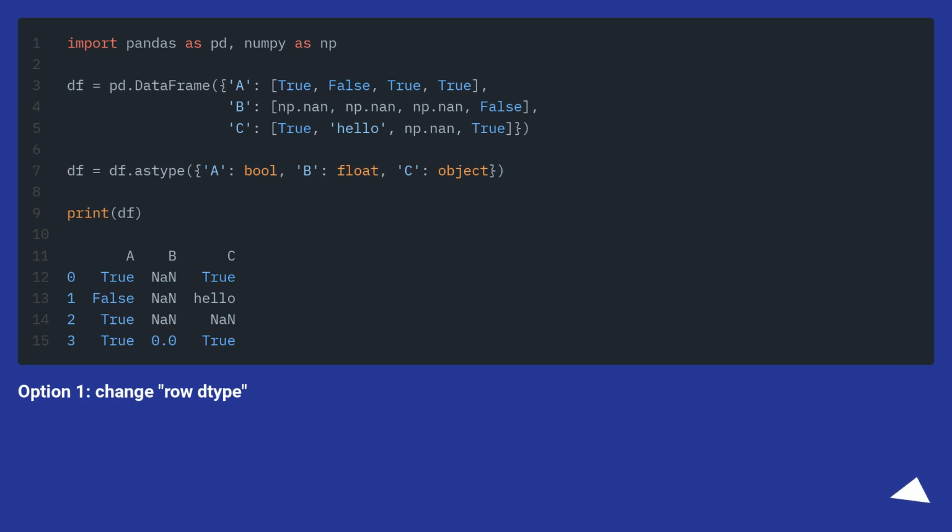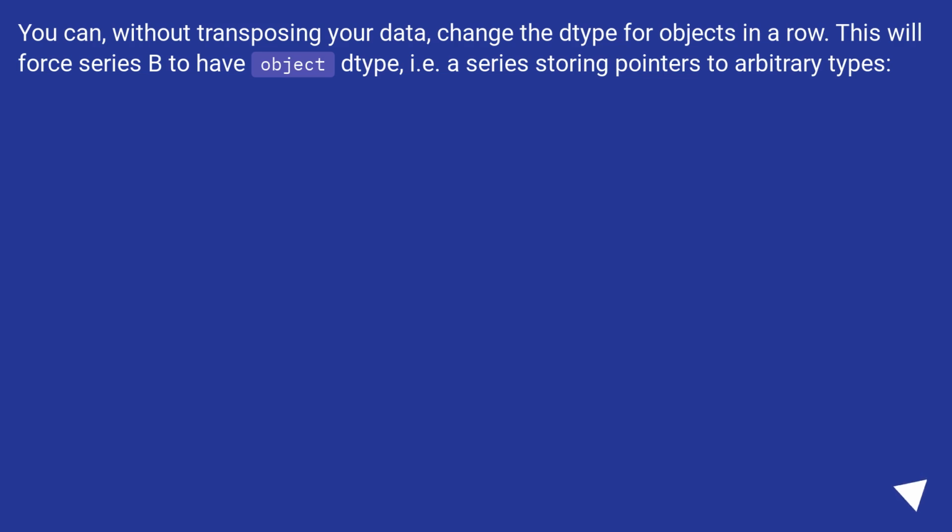Option 1, change row dtype. You can, without transposing your data, change the dtype for objects in a row. This will force series B to have object dtype, i.e. a series storing pointers to arbitrary types.